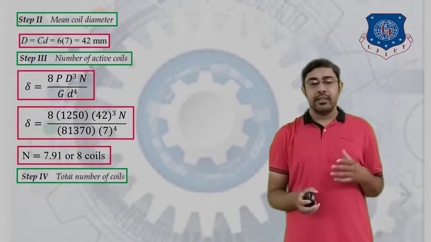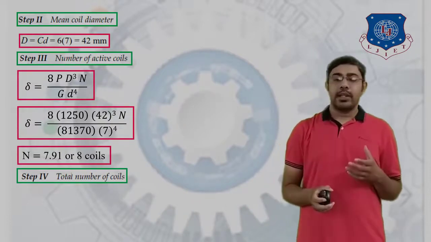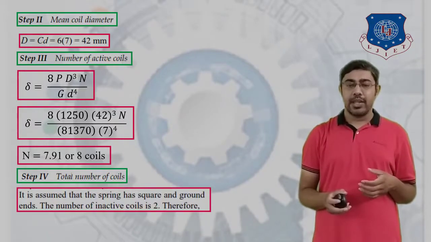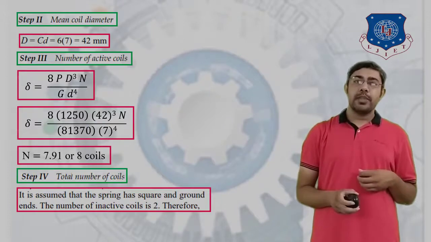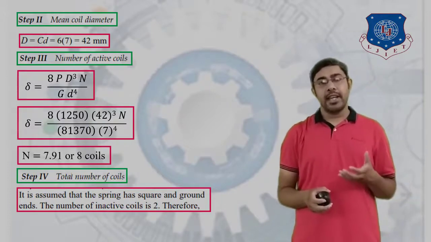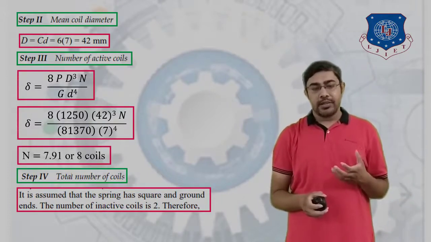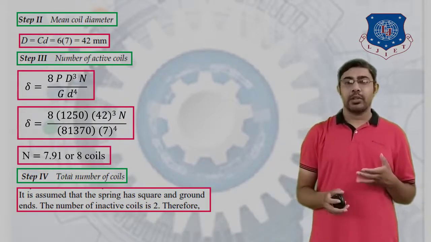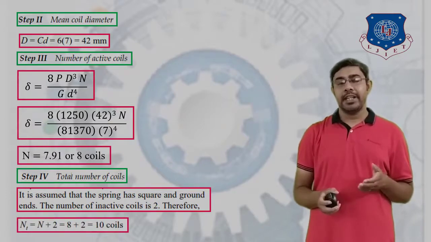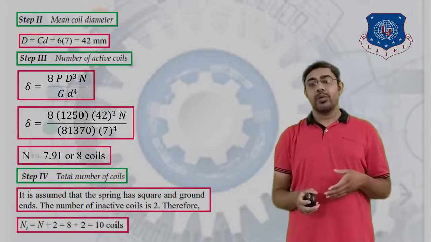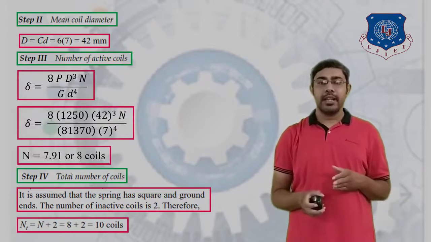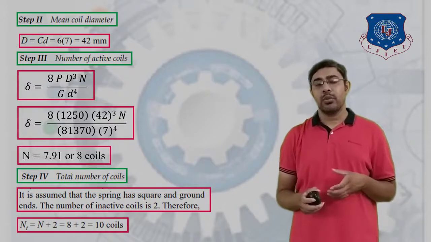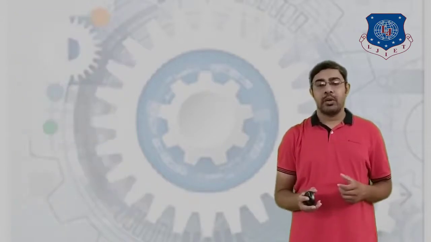Now step 4 is the total number of coils. How many total coils do we have to calculate? It is assumed that the spring has square and ground ends. So the number of inactive coils for that is 2. Therefore the total number of coils NT is equal to N plus 2. Here N we calculated, that is 8. So 8 plus 2 is equal to 10. So the total number of coils NT is equal to 10 coils.